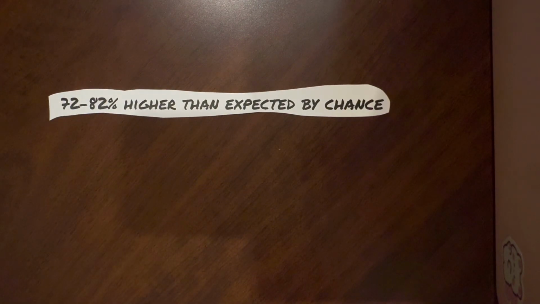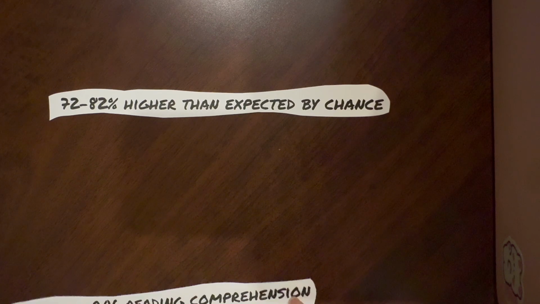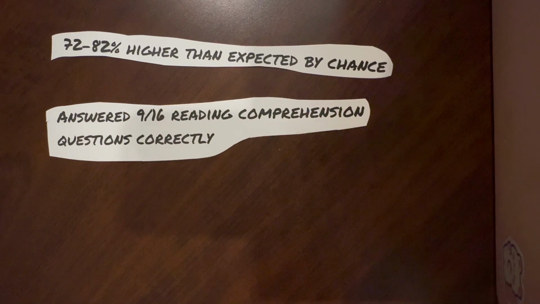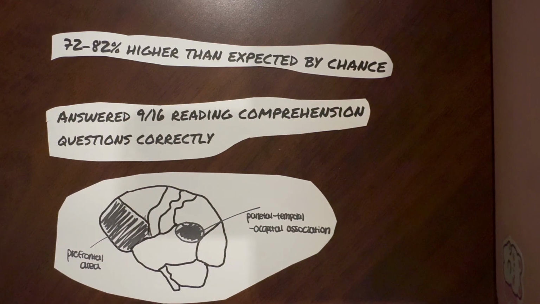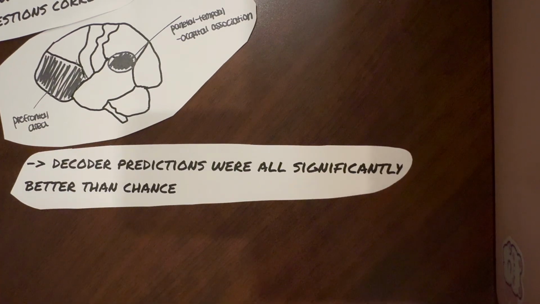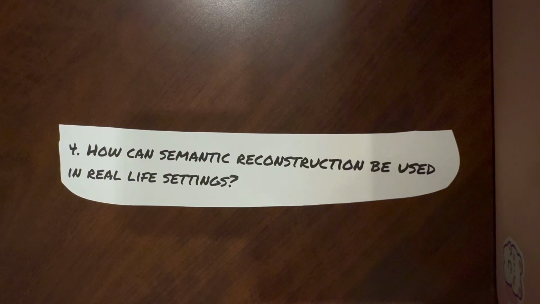Results stated that 72 to 82% of participants had a better score than expected. Subjects who decoded words also answered 9 out of 16 reading comprehensions correctly. The speech network, the parietal temporal occipital association region, and the prefrontal region is tested separately. It revealed that the decoder predictions were all significantly better than chance and not the whole brain was needed for mind reading.